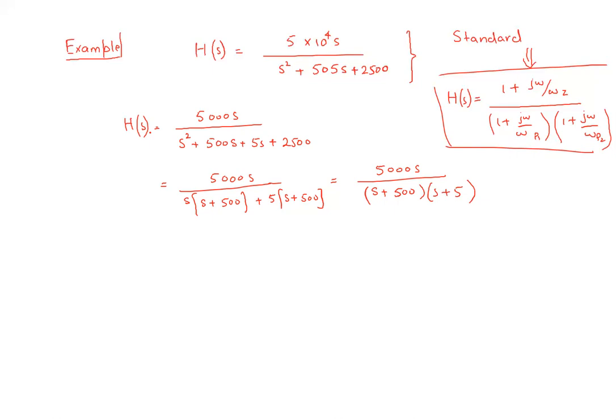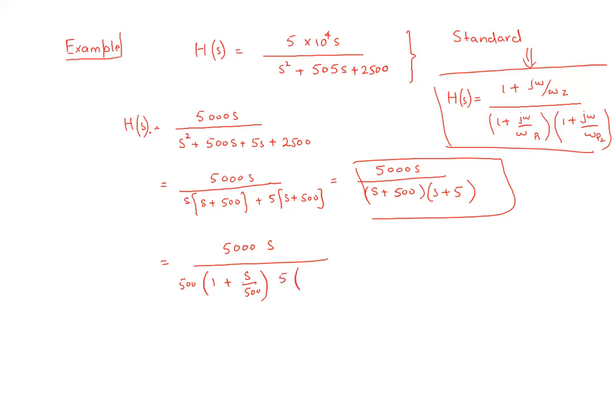But this is again not in the standard form. We need to bring it into the standard form. What the standard form says is that we need to write the denominator as 1 plus s divided by something. So if I divide the first by 500, it becomes 1 plus s by 500, taking 500 common. And we take 5 common from the second expression, so it will be 1 plus s by 5.